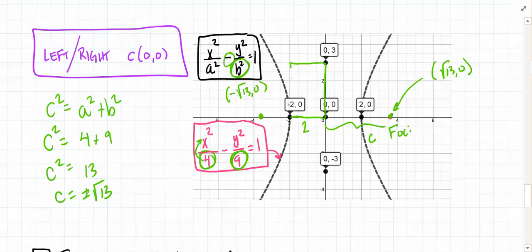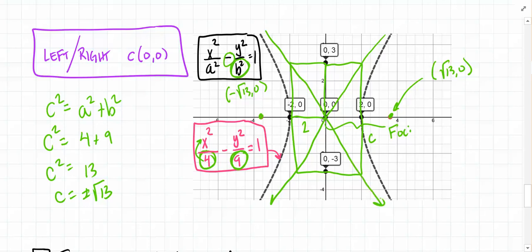So then that would give me the box. I would then be able to take that information and draw the asymptotes by going from each corner through the center, down the other corner, and out. Again, the important part for this is just being able to recognize the equation and graphing the hyperbola.